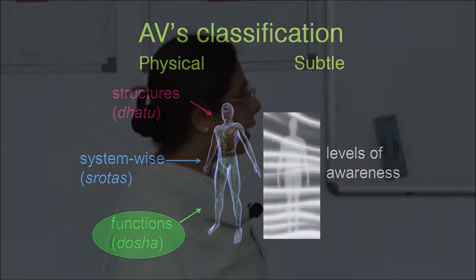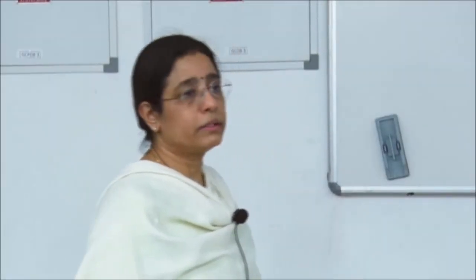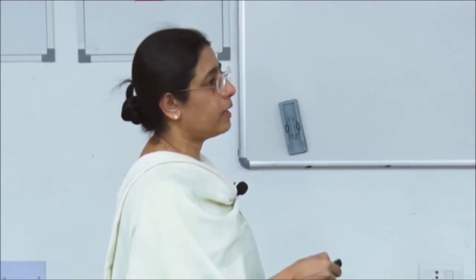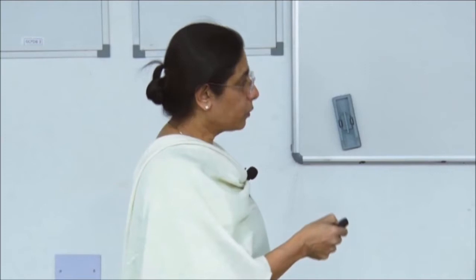function-based classification. Now, I am going to elaborate a bit on these functions. These are called dosha. Dosha means something that can get aggravated, can go off balance. So that's the meaning of dosha. I am focusing on this because this runs as an undercurrent to the entire understanding in Ayurveda, be it in normal physiology or pathophysiology or in diagnosis or in treatment. So that's about how the physical body is classified, and you have the subtle body where they talk about levels of awareness. So I'm not going to touch upon this definitely in today's lecture.